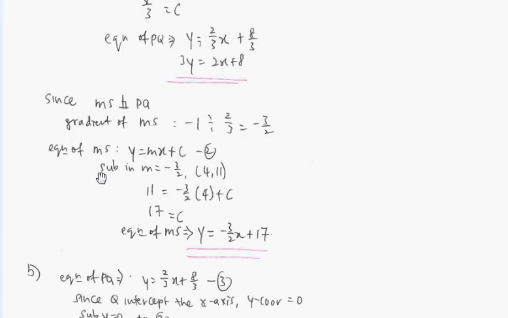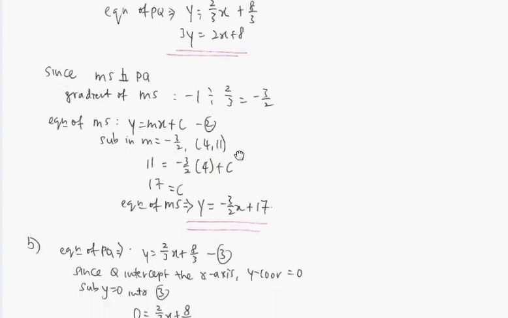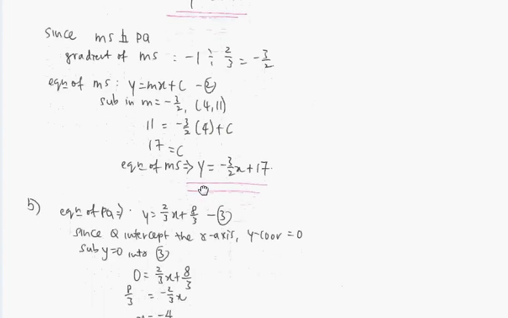To find the equation of MS, we sub in the gradient, which is -3 over 2, and the point 4, 11, which is point M. By simplifying it, we'll be able to get c equals 17, and the equation of MS is y equals -3 over 2 x plus 17.